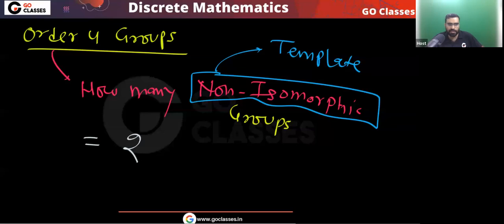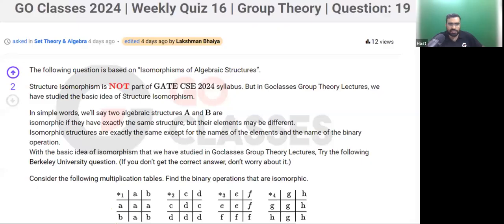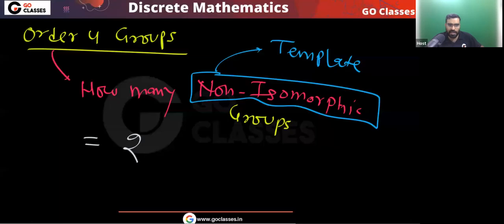Now let me tell you about structure isomorphism. Structure isomorphism is not in the GATE syllabus, but the question is asking: what is structure isomorphism? We will say that two structures are isomorphic if they have exactly the same structure. They have the same behavior, but their elements are different.